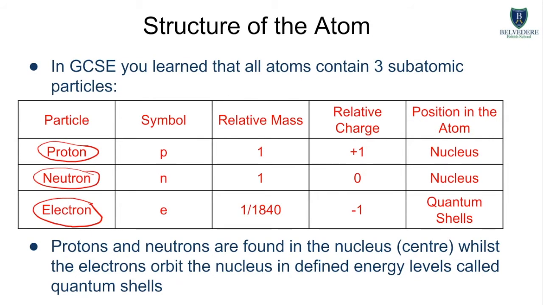negative. And we also know that we find the protons and neutrons in the nucleus, and the electrons are found in what we call quantum shells. So in GCSE, you probably called them energy levels, but we'll talk more about this later in topic 2A when we talk about the electron shells and how we arrange the electrons.